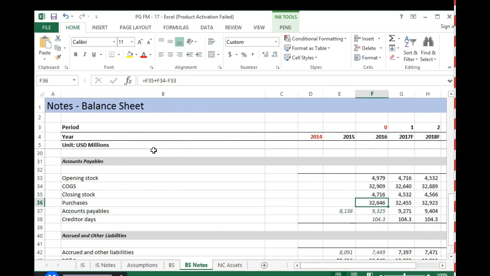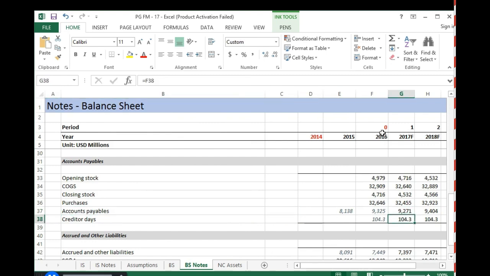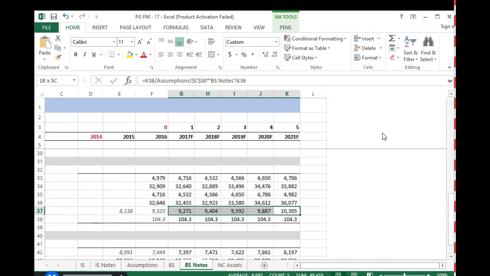Based on purchases, I can forecast creditor days. What is the formula? Simply your purchases divided by account payable multiplied by 365. So this will tell me the days for 2016. And then I can either take the average of the past 2 years or I can take the recent days as it is and forecast the future. So this will tell me forecasted future days.